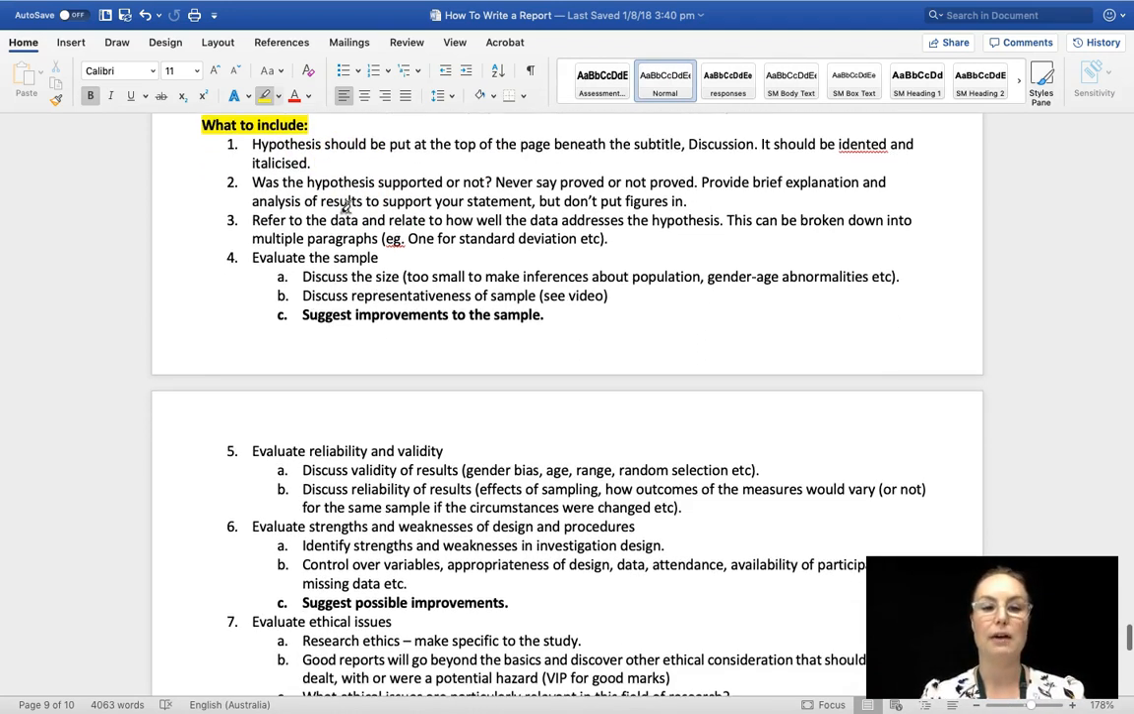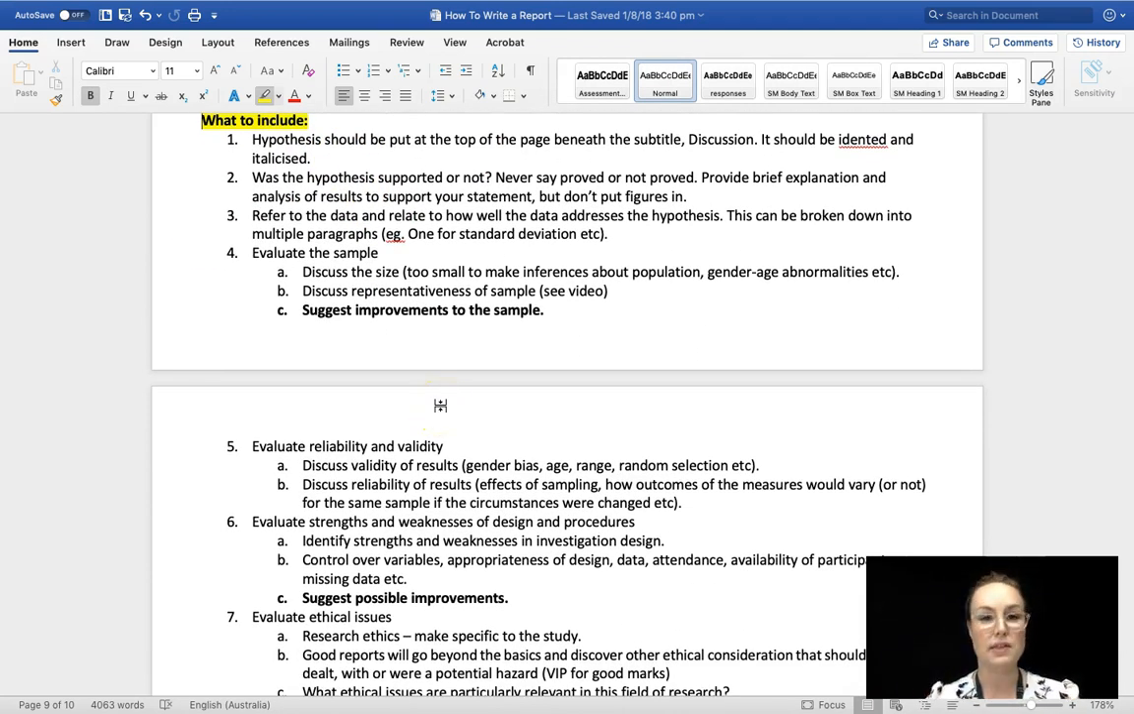Please don't feel like you have to necessarily have them all in this order. The criteria is that it needs to be in a logical order. This is just to make sure that you've included everything. Now, it makes sense to begin with your hypothesis and to talk about whether it was supported or not based on your results.